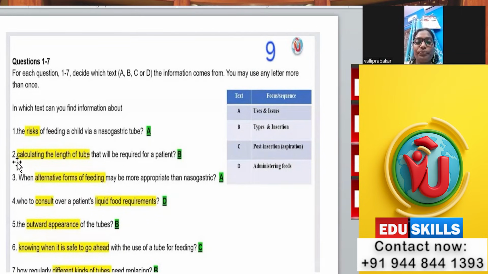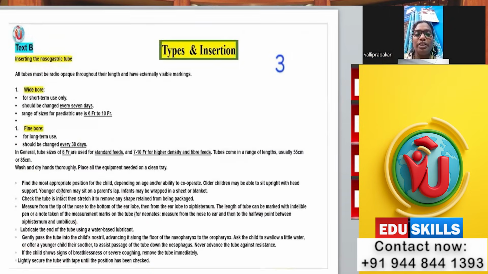Next question: calculating the length of tube that will be required for a patient. Where have we seen calculating the length of the tube? In Text B. Here in Text B, they have given that we have to measure the tube. In the last line: measure from the tip of the nose to the bottom of the earlobe. Like that, they mention how to measure the nasogastric tube. So this is from Text B. Like that, we just have to match the heading.